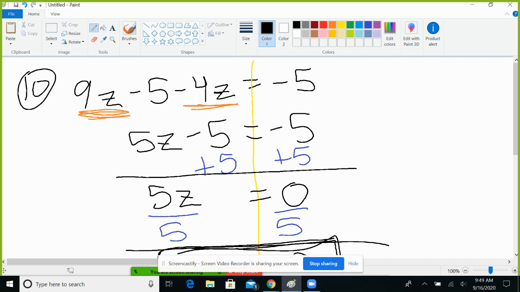Yeah, is that a true statement? Does negative 5 equal negative 5? Yeah, so you just checked the problem. Well, you checked it in your head, but yes, that's it.